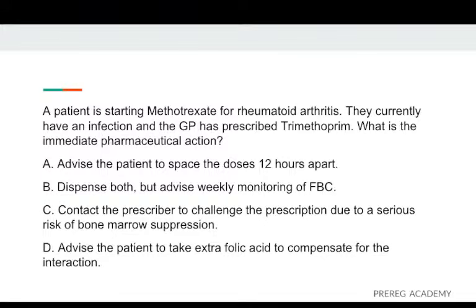So both methotrexate and trimethoprim can increase the risk of nephrotoxicity, and both can increase the risk of hematological side effects. So between methotrexate and trimethoprim, which of them will cause increased serum potassium?